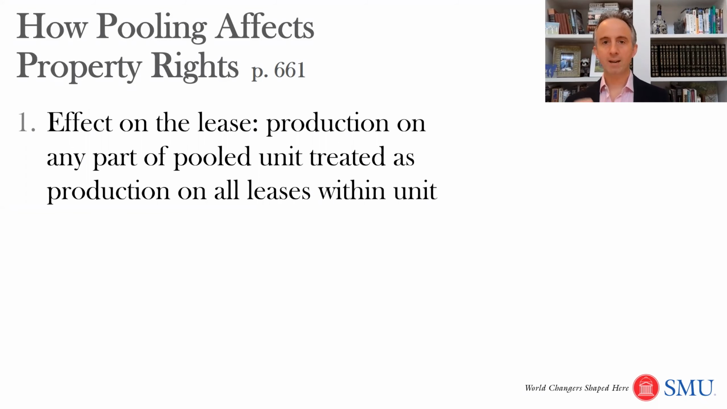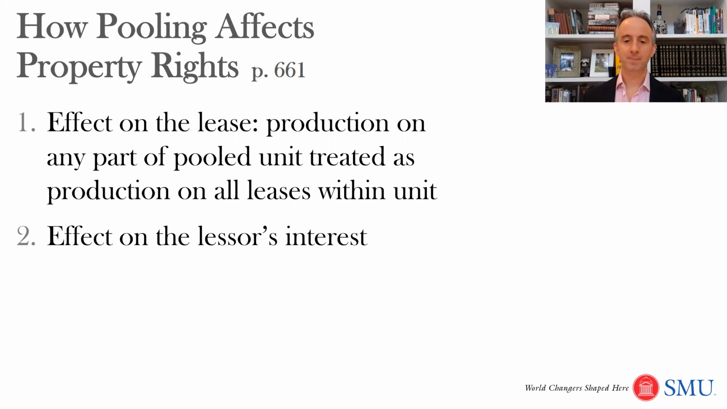We know that if there is production on any part of the pooled unit, that's treated as production on all the leases within the unit. In your pooling clause, usually it will say that production, even if it's not taking place on the land, if it's attributed to your acreage through a pooled unit, is sufficient to hold the lease. It will hold all of it unless you have a retained acreage or Pugh clause, but at the minimum, it will hold some of it.